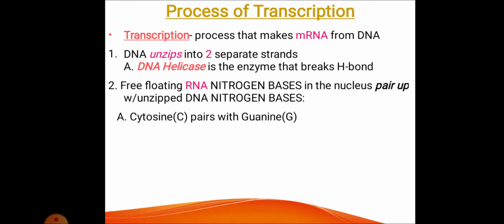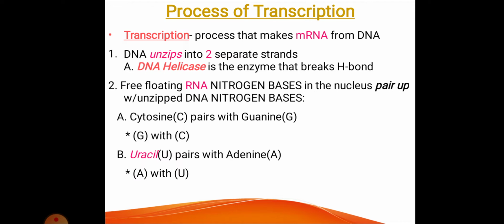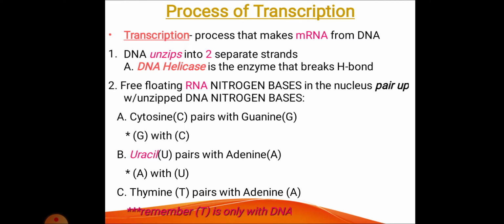These are: letter A, cytosine, or we call it C, pairs with guanine, or we call it G. Letter B, uracil, or we call it U, pairs with adenine, or we call it A. And letter C, thymine, we call it T, pairs with adenine, we call it A. Always remember that T is only with DNA.